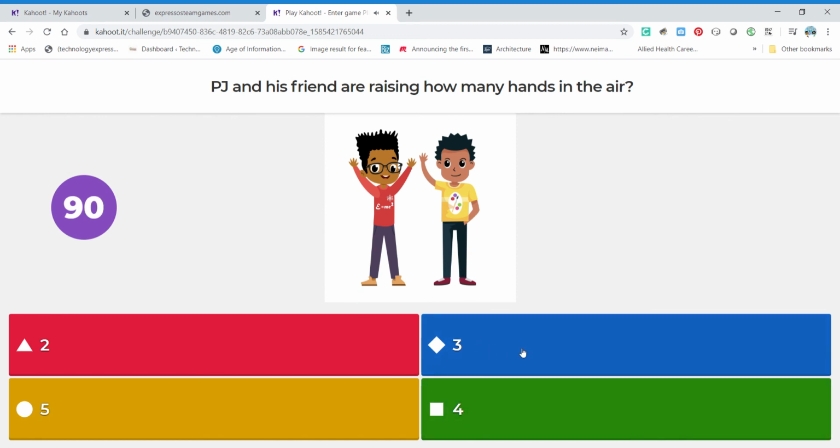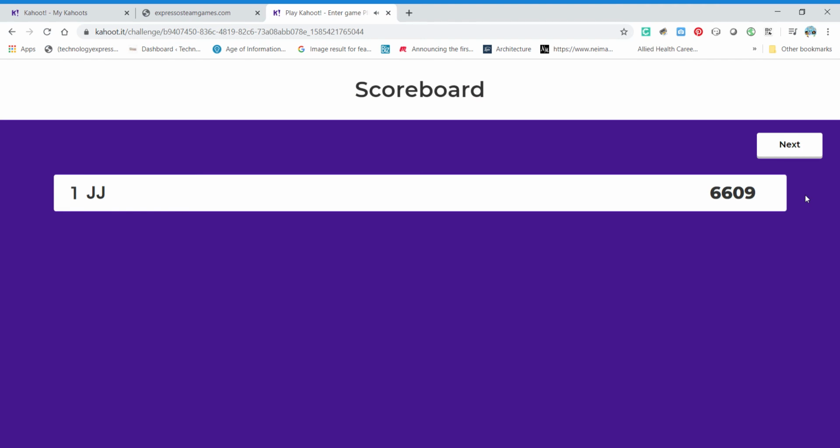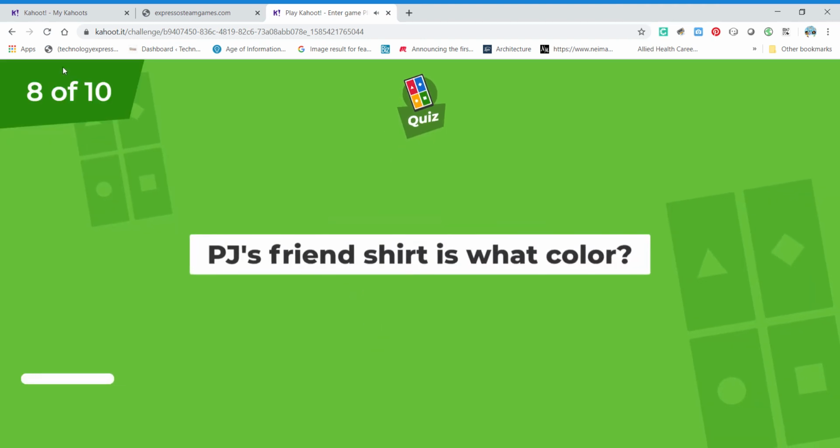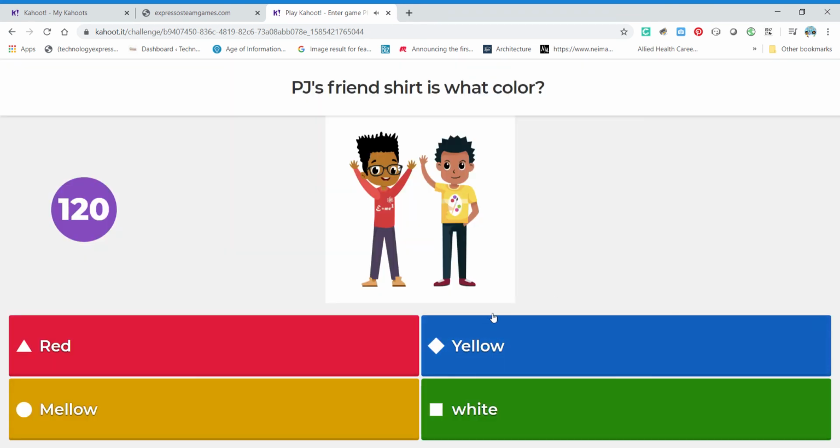Did you pick your answer? I bet you did. And I bet you're right. 3. All right. We got bonus points on that one. Now we're at number 8. PJ's friend's shirt is what color? Okay, let's look at the picture. What color is his friend's shirt?